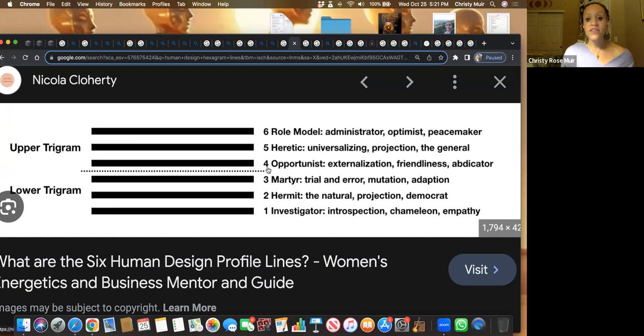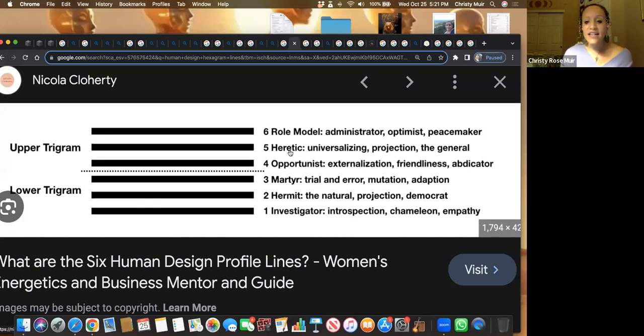Because it's through the friendliness of the fourth line that they get the opportunities to externalize, and influence is another keynote that goes along with this fourth line, that they get to externalize their influence and actually have their wisdom be shared with another. The fifth line is called the heretic.